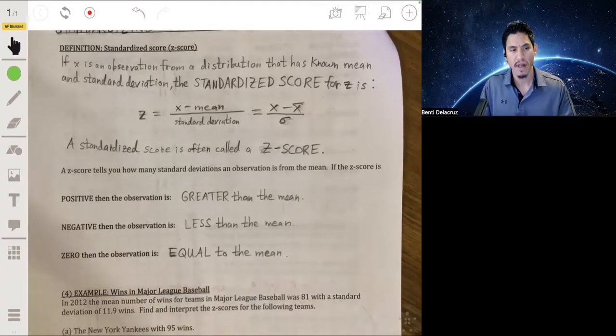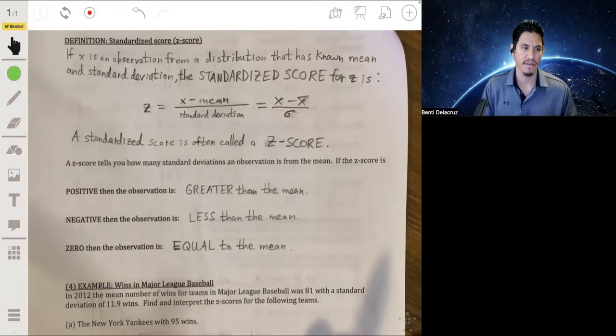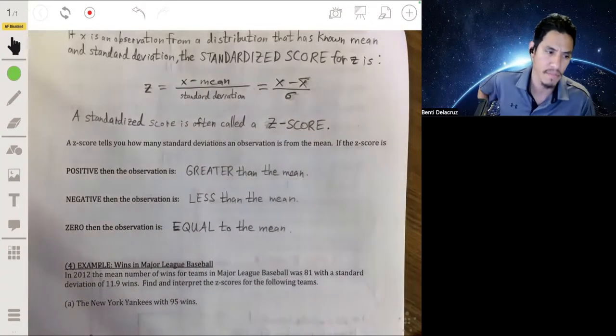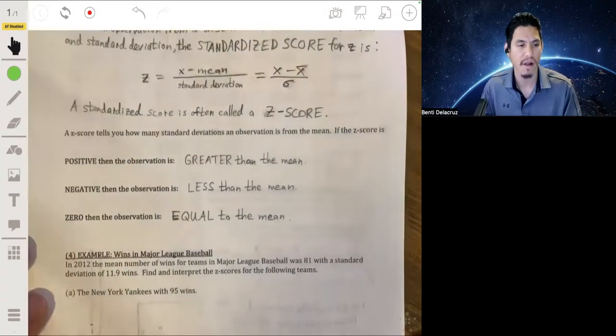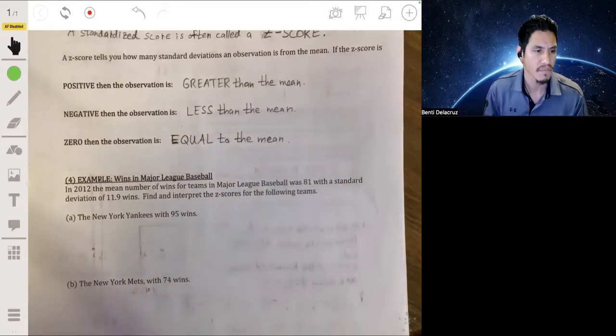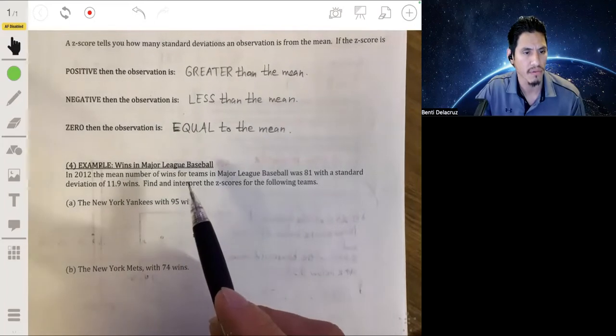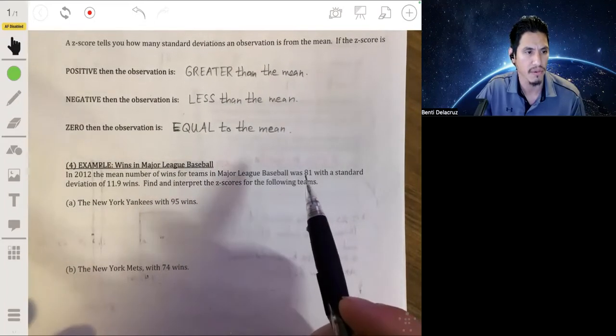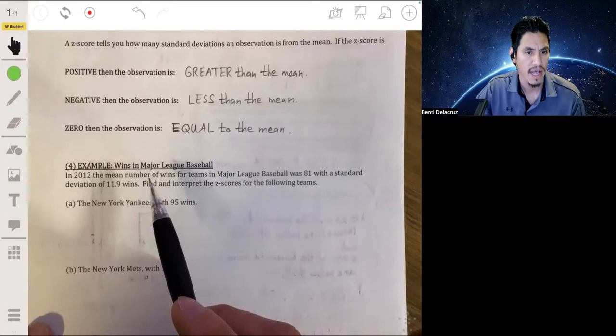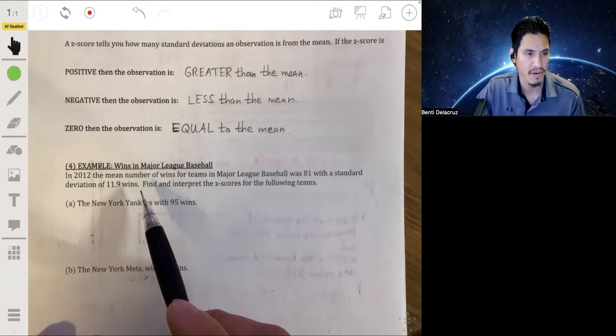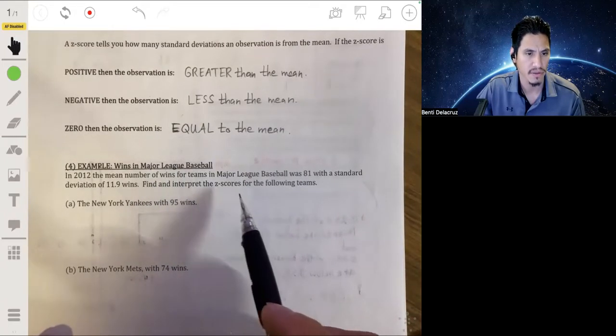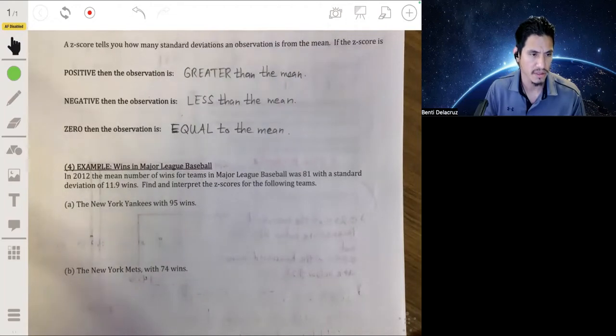Now, to really gain a good understanding of how z-scores work, let's go through a practice problem, because that's always the best way. Here we have a scenario where the mean number of wins in Major League Baseball was 81 in 2012, and the standard deviation was 11.9. We're going to find and interpret the z-scores for the following teams. The New York Yankees had 95 wins.